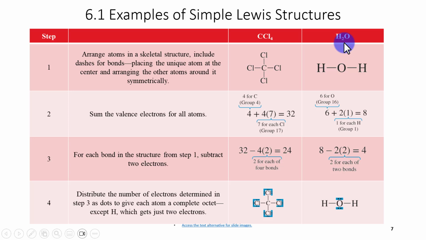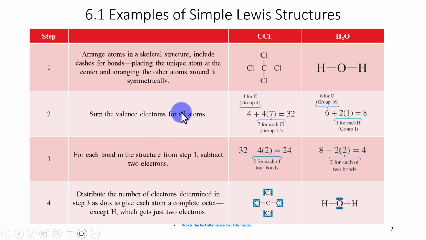I do the same for H2O. Note that I only have 1 oxygen, but I have 2 hydrogens. So I put the oxygen in the middle because I have less of the oxygen and more of the hydrogen. And then I distribute the hydrogens around the oxygen and draw dashes to tie the oxygen to the hydrogens.